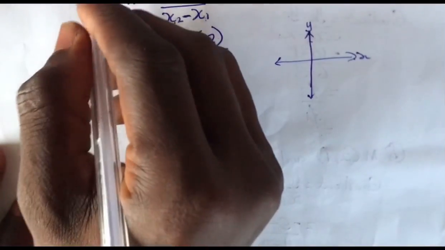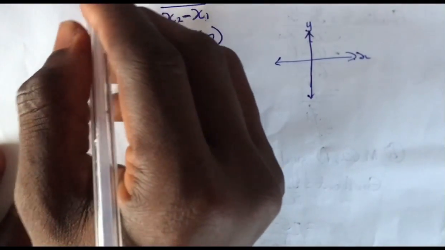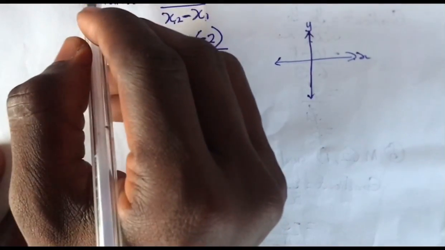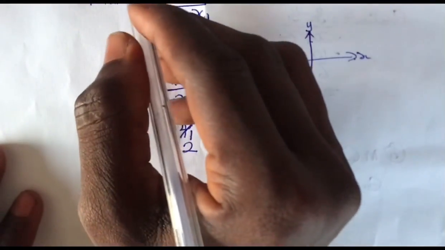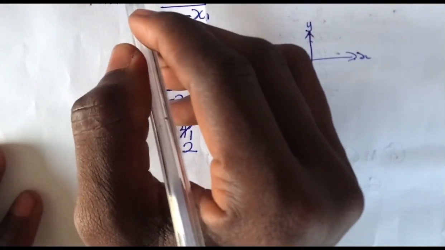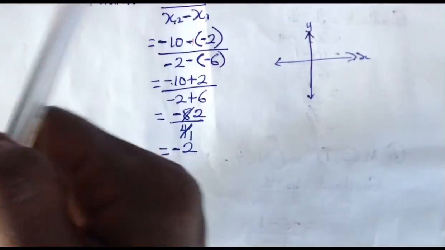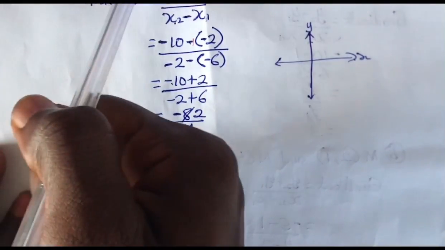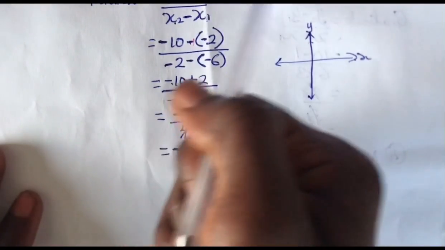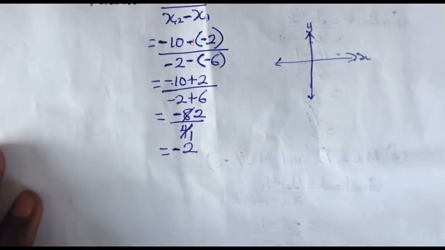So the first number is always for the x, and then the second number is always for the y. So you choose whether this whole thing should be your first or this should be your first, then you label and it becomes clear.